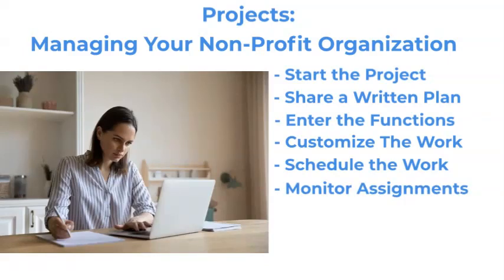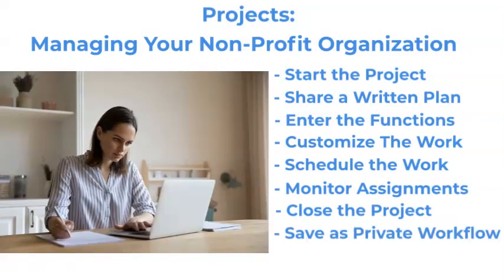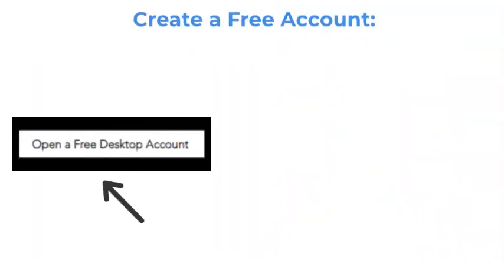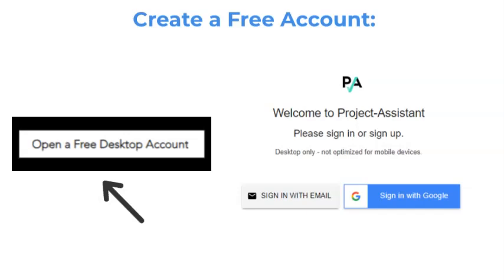When the first iteration has been completed, formally close the project. Save the project as a private workflow and start the next iteration. If you don't have a Project Assistant account, tap the button at the top right of the website's header to create a free account. Create your account with your email or Google account.